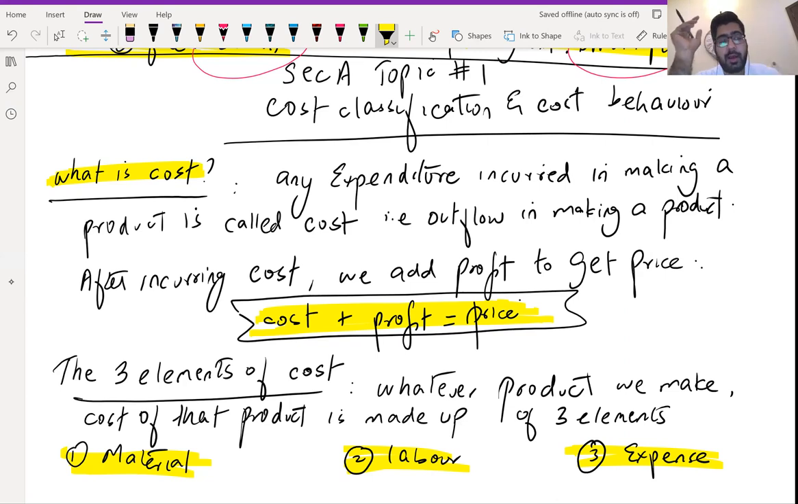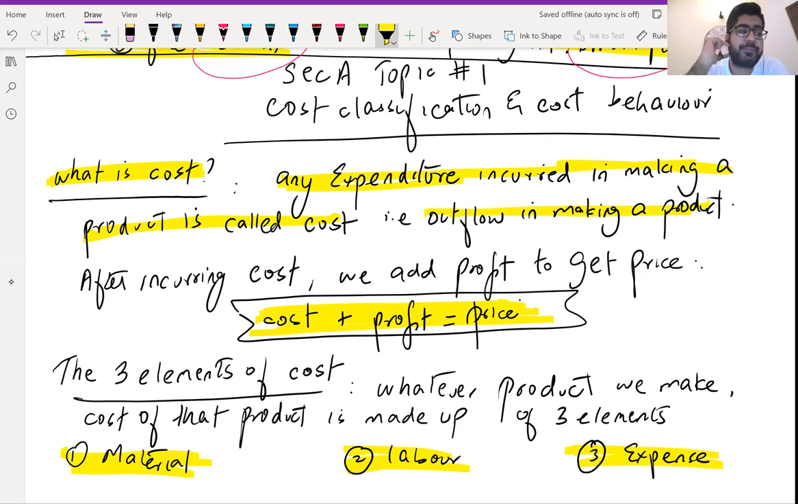Okay. Now, how do we define cost? Any expenditure incurred in making a product is called cost. That is outflow in making a product. Remember, whenever we make a product, the product is not made for free. There is some outflow. There is some expenditure incurred in making the product.